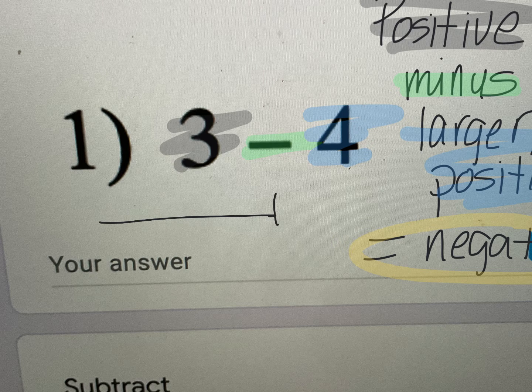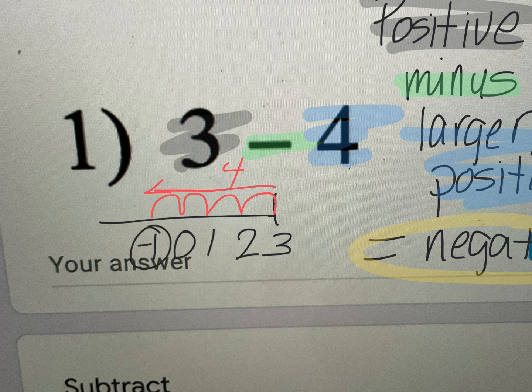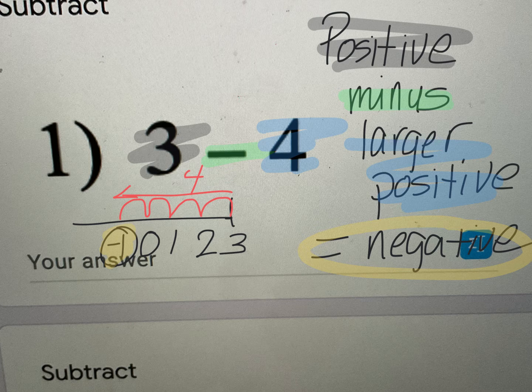a good way we could model this is positive 3 on the number line. We know that we're going to go to the left 4 because that is a negative. So if I go 4 to the left, so 1, 2, 3, and 4, we end up here at -1. Another good way to think about it is if I only have $3, but I spend 4, once again, I don't have enough money, right? So I'm going to end up with a -1.